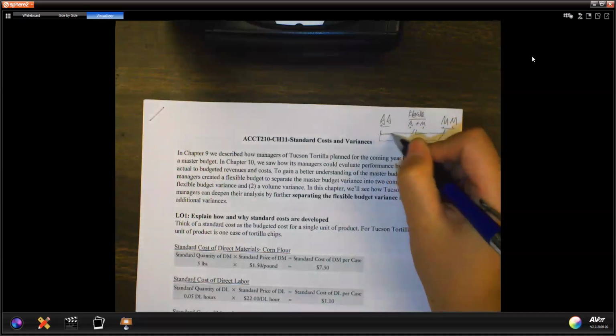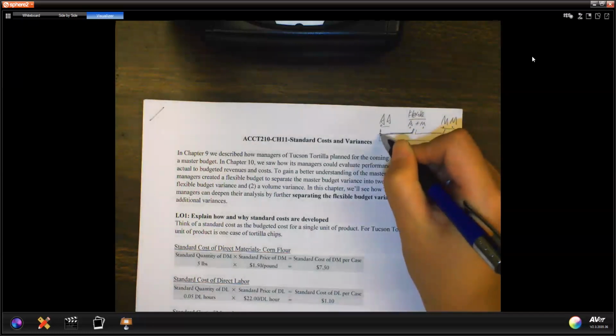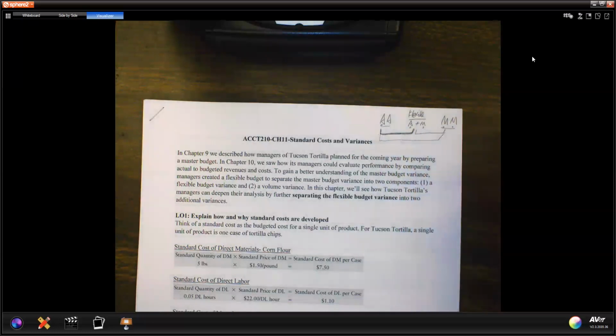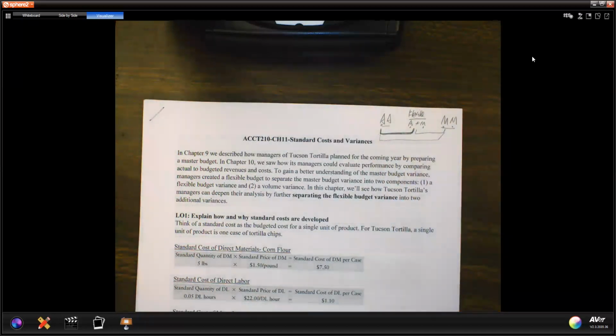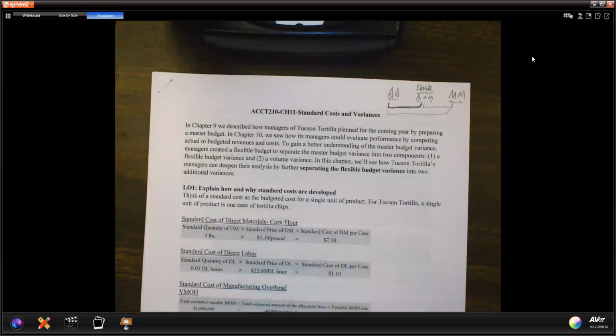So in this chapter, we want to separate this flexible budget variance into two more variances, and then we want to look at the details regarding our cost of product, which is direct material, direct labor, and then manufacturing overhead, which has a variable part and a fixed part. So make sure you know what we are doing in Chapter 11. We break down this flexible budget variance, and then we focus on direct material, direct labor, variable manufacturing overhead, and then fixed manufacturing overhead. Okay, so I'll just go through each page briefly with you.